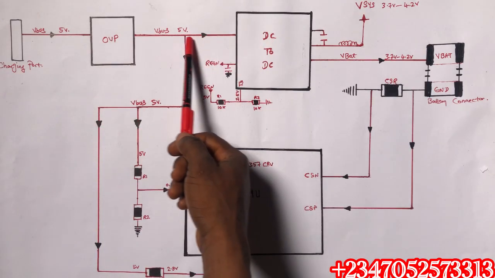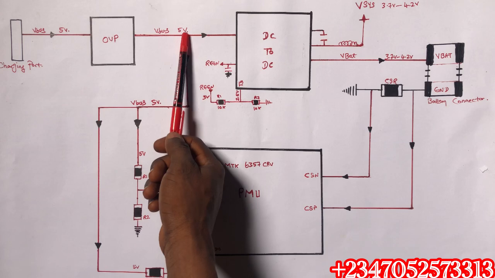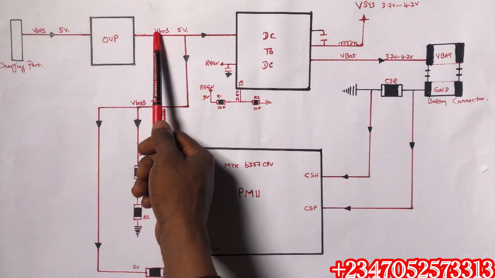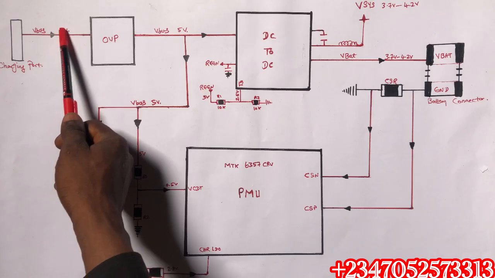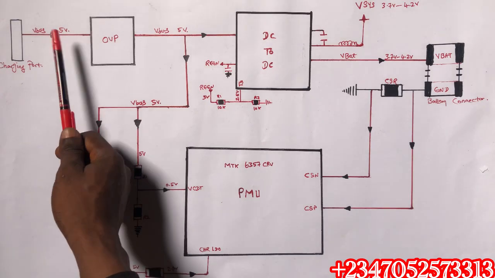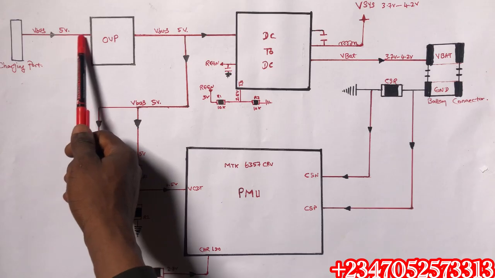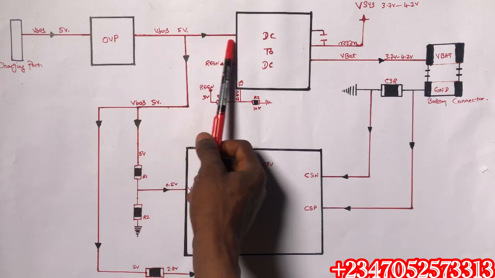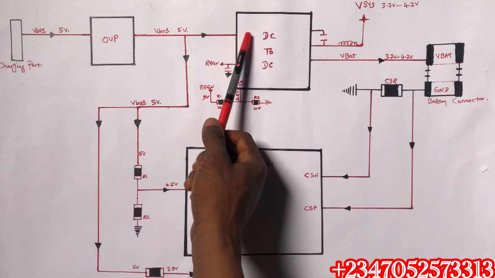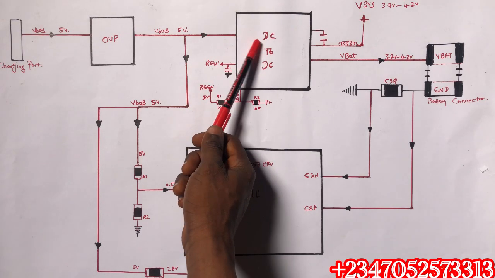So now we come here. After our OVP IC, we have our VBUS line, still 5 volts. Remember, we have some components here. We have some capacitors. Sometimes a diode is fitted here as a protective component, so it will travel to this line. So we have our VBUS line, 5 volts. This 5 volts will enter our charging IC, usually pin number 24 and pin number 1. This is our BQ IC.